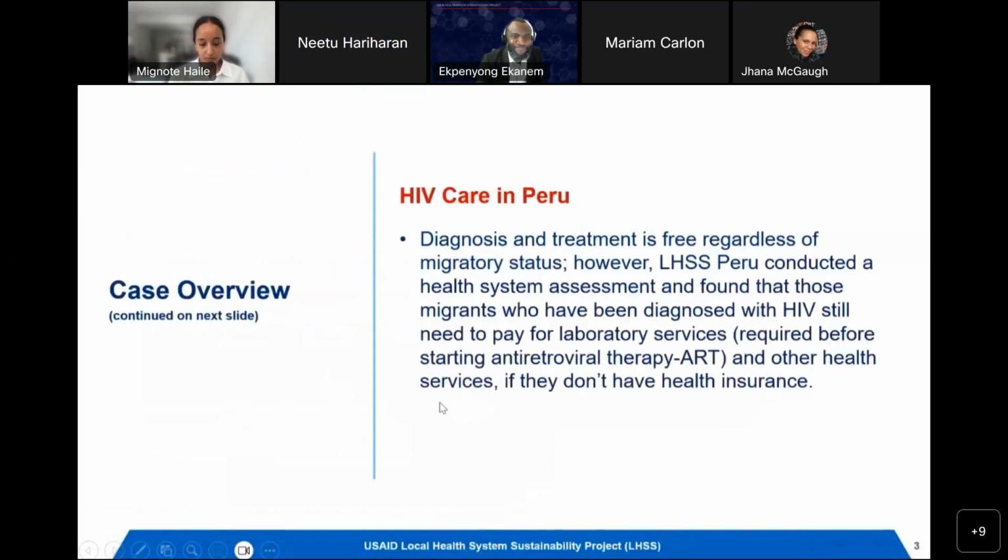First of all, diagnosis and treatment of HIV is free for everyone, regardless of migratory status. However, in a health system assessment we conducted a couple of years ago, it was evident that migrants who have been diagnosed with HIV still need to pay for other services, like laboratory services before starting ART and other health services such as specialist visits or treatment for complications, if they don't have health insurance.